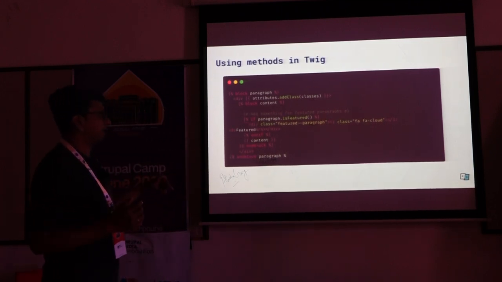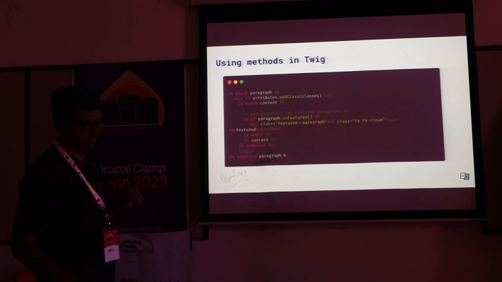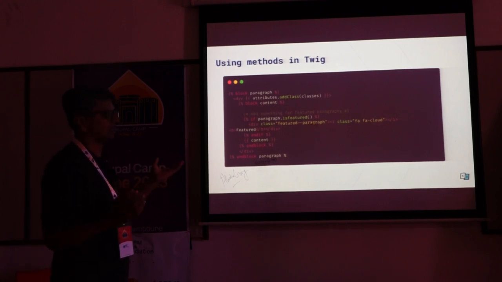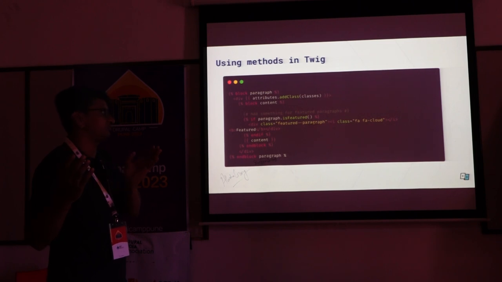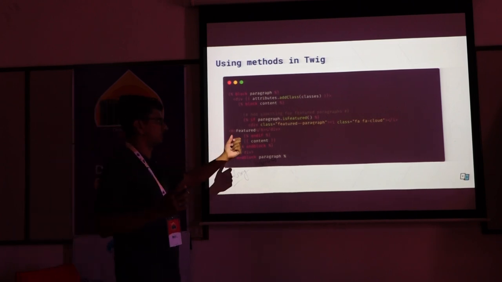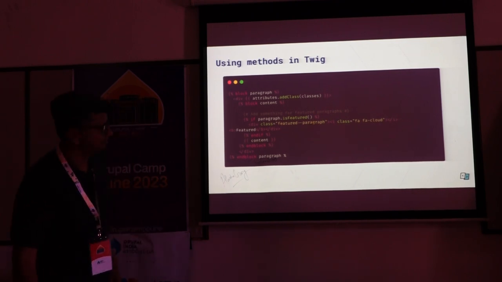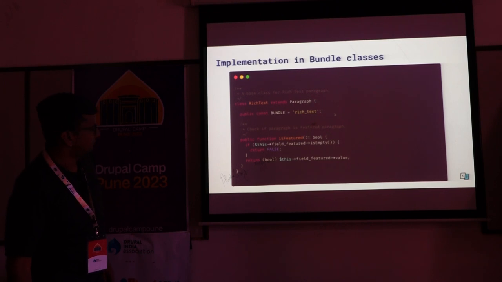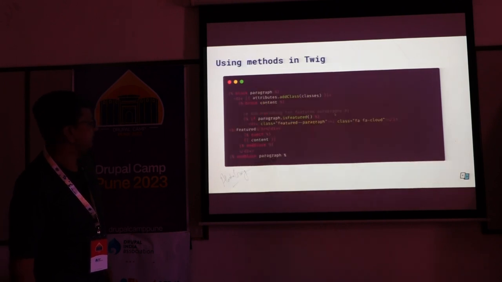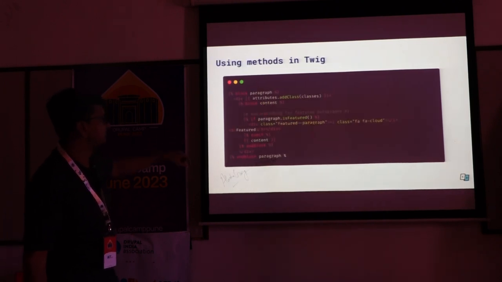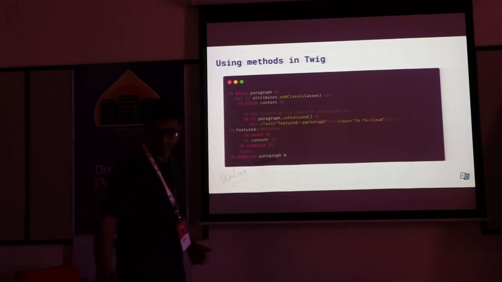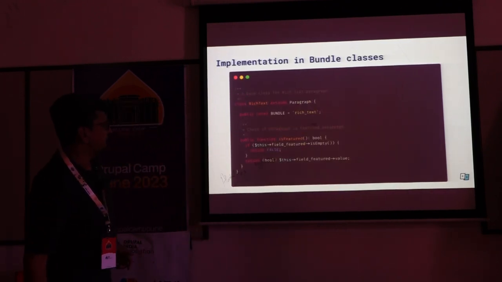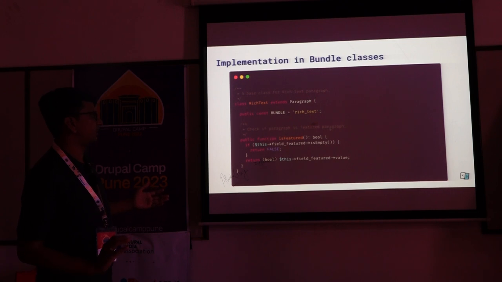Now, with the bundle classes, we can actually automate it. Or I would say, rather than writing all this template preprocess thing, we just put this logic in the bundle class itself. So here, this is the kind of feature. This is how we can actually call the methods. And this is the simple method in the GridStacks bundle class.